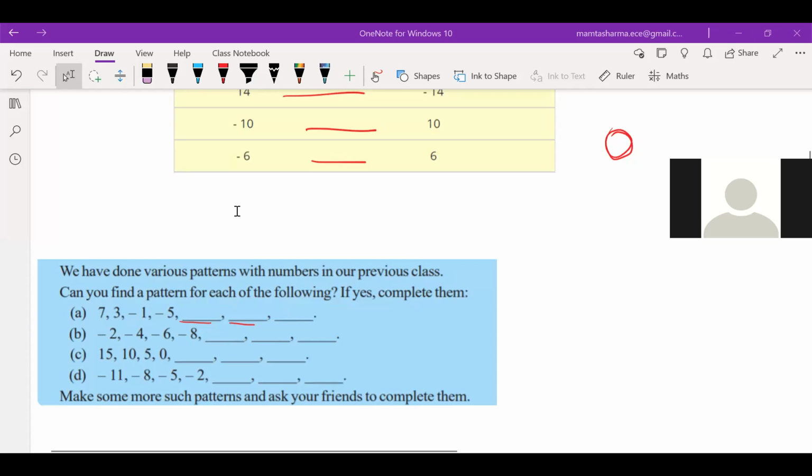Aditi, what is the problem? I'm not able to solve the logical question except the second one. What did you do in the second one? Ma'am, the second one is the 2 table. Okay, that's why you did it. And the 7, 3 first.